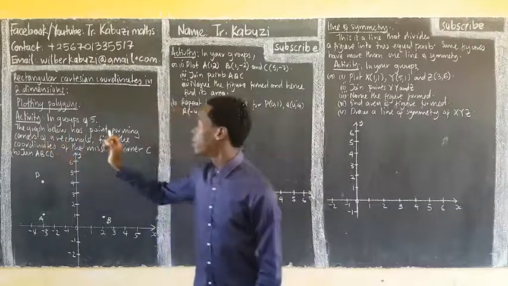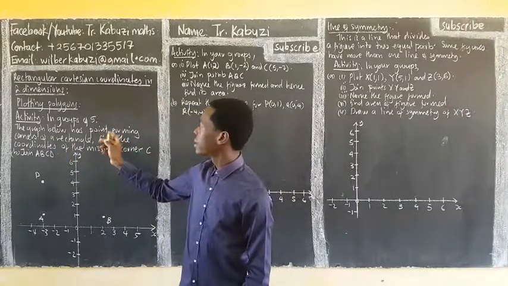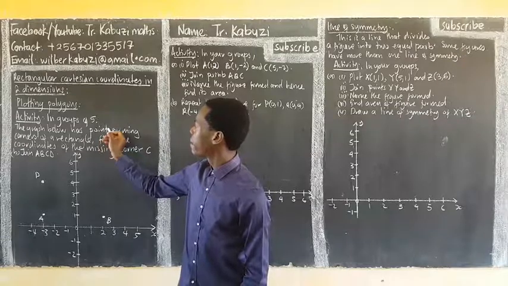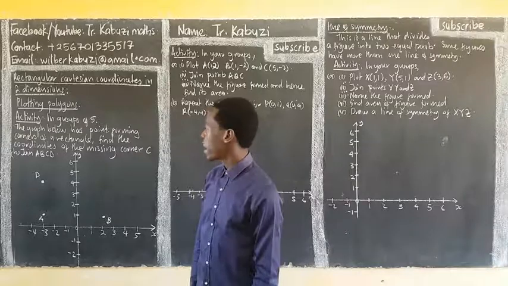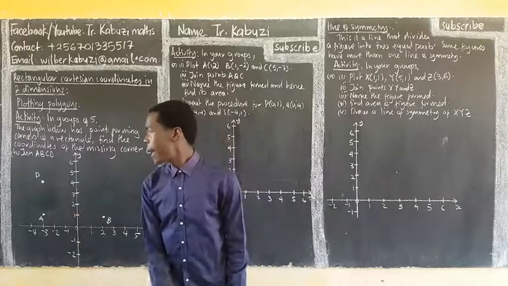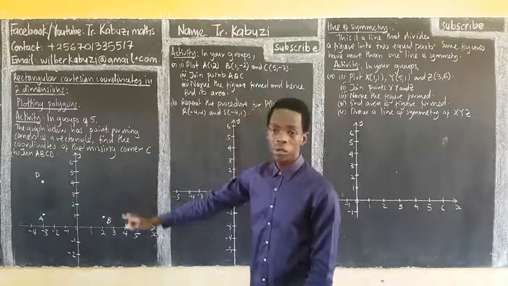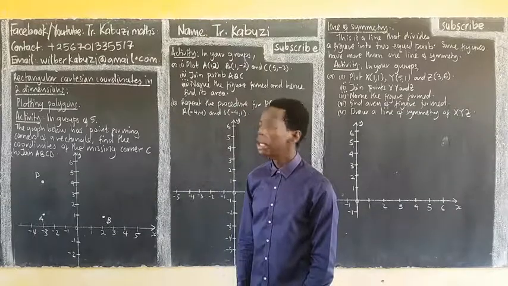The graph below has points forming corners of a rectangle. Find the coordinates of the missing corner C. Join A, B, C. So we are going to do this as the first activity.